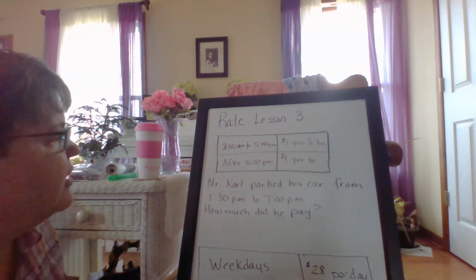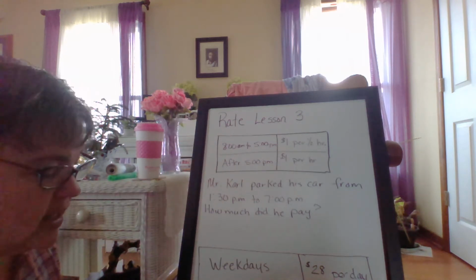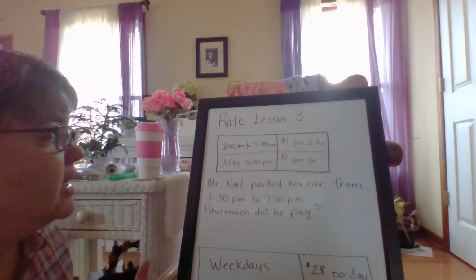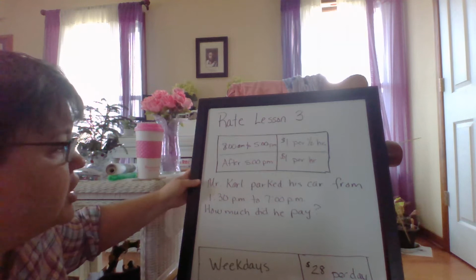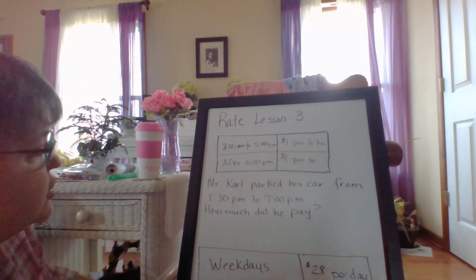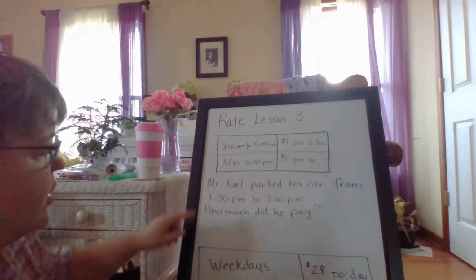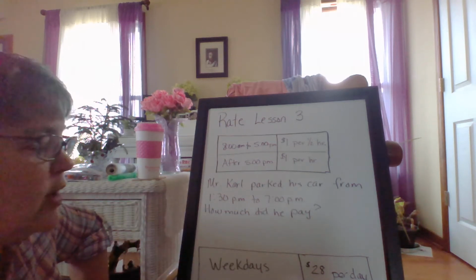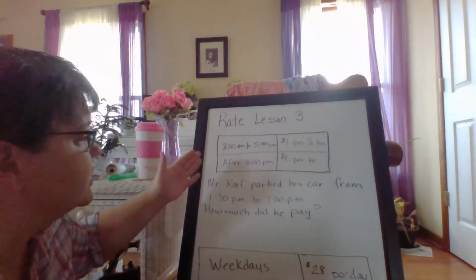So here we have a chart, and this chart, or table, shows the rates of a parking lot and how much the parking lot charges for you to park there. So Mr. Carl parked his car from 1:30 in the afternoon to 7 p.m. that evening. So how much did he have to pay? So let's look at the table.